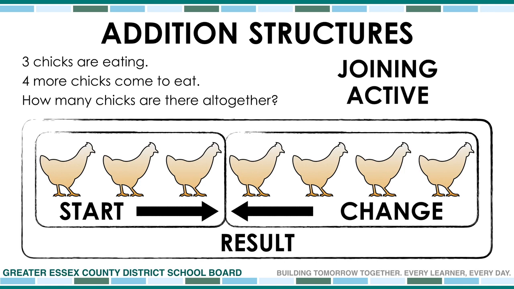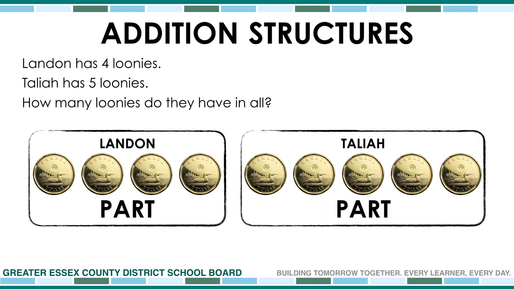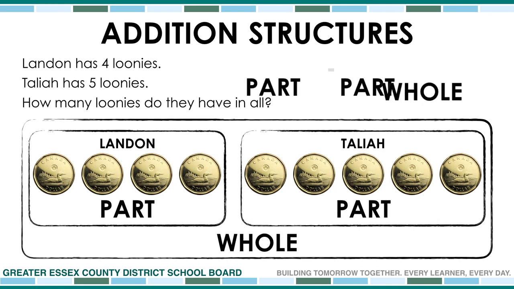Now let's look at another addition structure. Here we have Landon, who has 4 loonies, and Talia, who has 5 loonies. The question is, how many loonies do they have altogether? For you and I, it's likely that we don't see this type of addition differently than the first. However, there is a slight nuance, and that is the fact that there was no action. Here, we're given 2 parts, and we're hoping to find the whole. We call this part-whole addition, or passive addition.